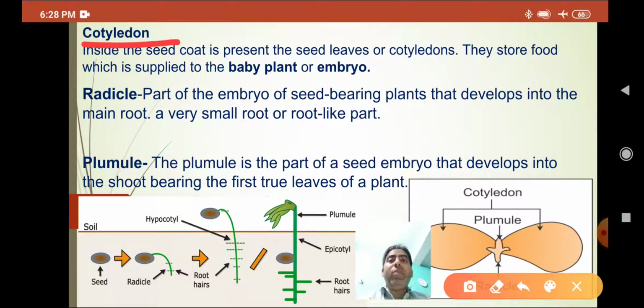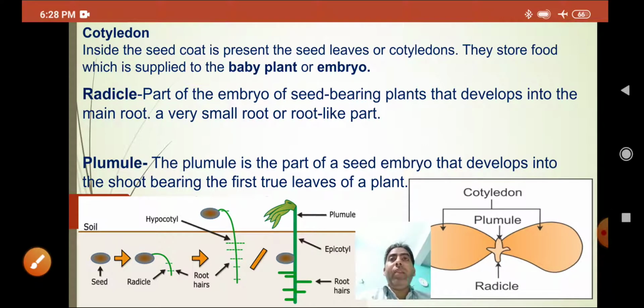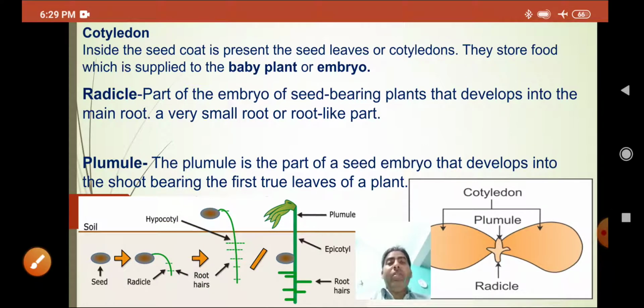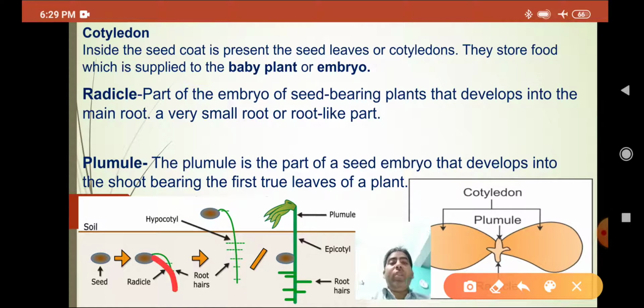Now we will read about the radicle and plumule. That is very important. What is the radicle? It is the part of the embryo of a seed-bearing plant that develops into the main root. Here you can see, when the seed gets proper conditions, first of all the radicle grows downward, and this radicle develops into the embryonic root.